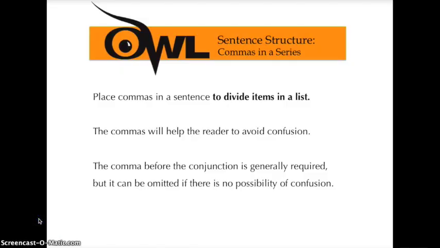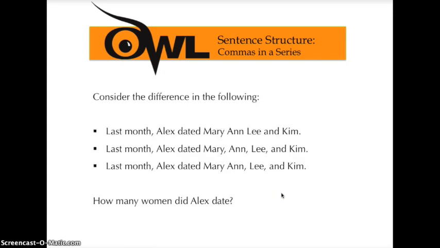We're going to be moving on to placing commas in a sentence to divide items in a list. The commas will help the reader to avoid confusion. The comma before the conjunction is generally required, but it can be omitted if there is no possibility of confusion. Consider the difference in the following sentences.